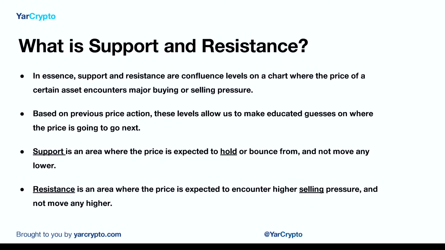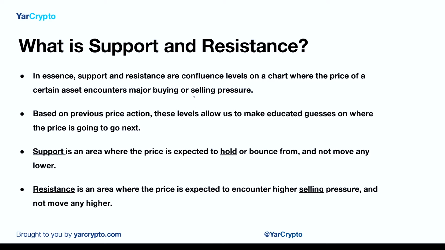The first thing I want to talk about is what support and resistance actually are. In essence, support and resistance are confluence levels on a chart where the price of a certain asset encounters major buying or selling pressure. So basically, it's a certain level on a chart that the price can bounce from due to a certain buying or selling pressure that it's going to encounter along the way.